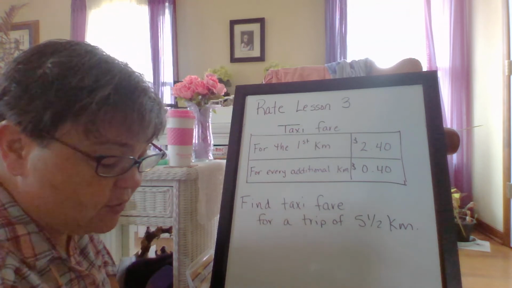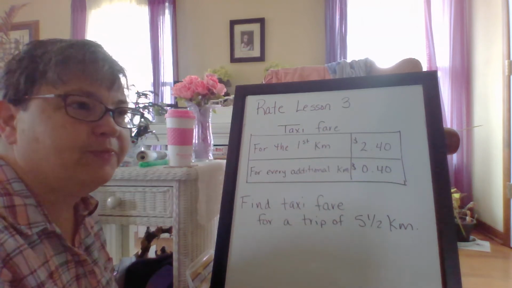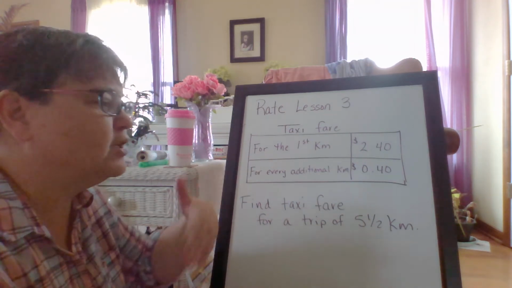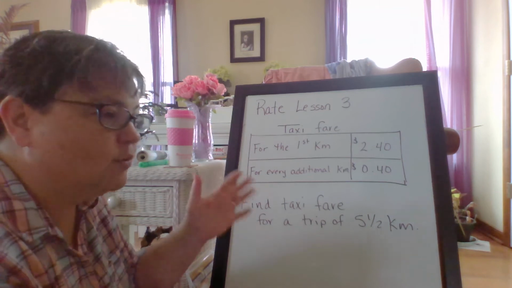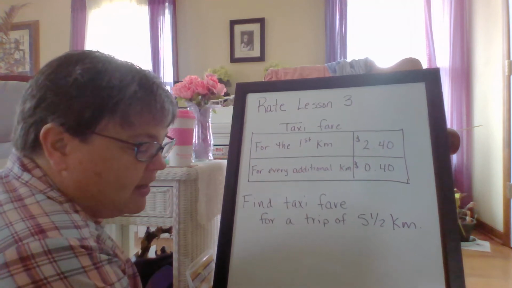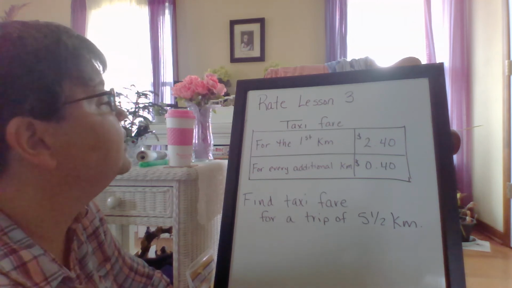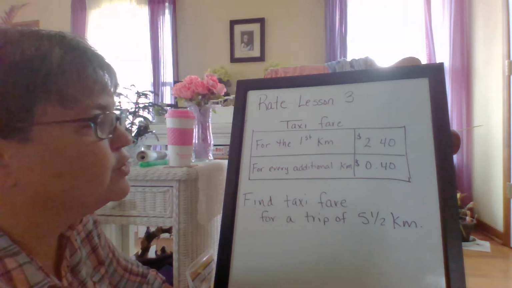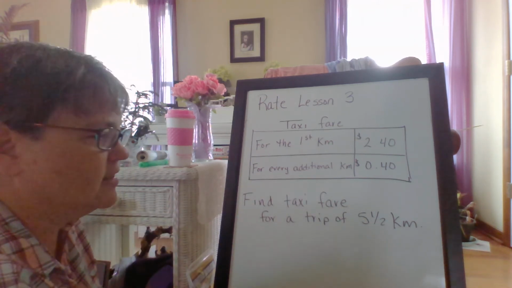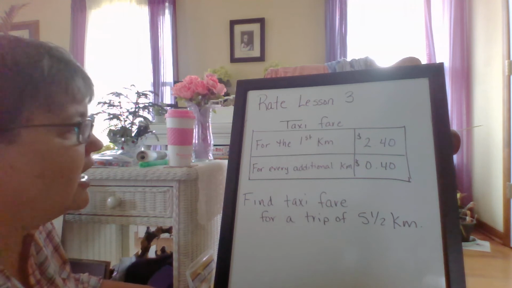But so in a city, the rates of charges for taxis, the first kilometer, now remember, everything we do in Singapore is metric, so they're not doing miles. If you went to a city in the United States, it would be done in miles. A kilometer is a little bit less than a mile. Not tremendously different, but enough. So for the first kilometer, you're going to pay $2.40, and for every additional kilometer, you're going to pay 40 cents. So the taxi fare says find taxi fare for a trip of 5.5 kilometers.